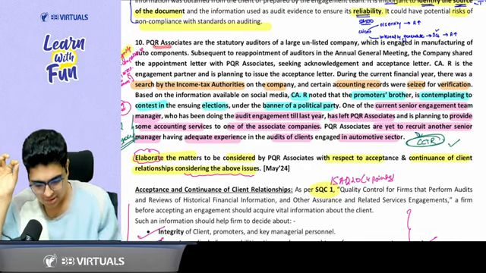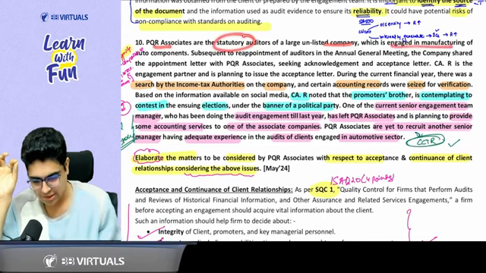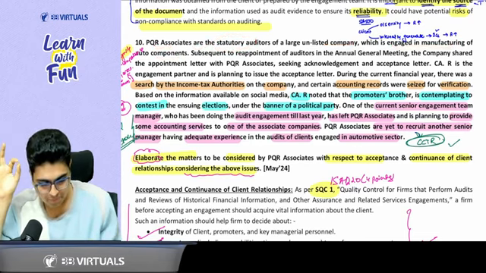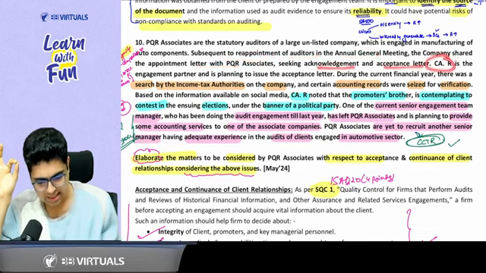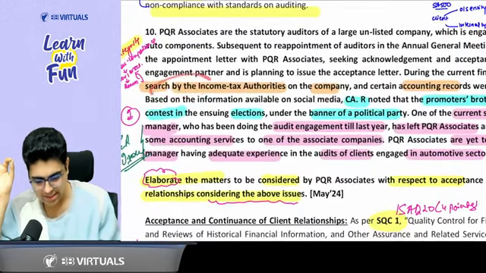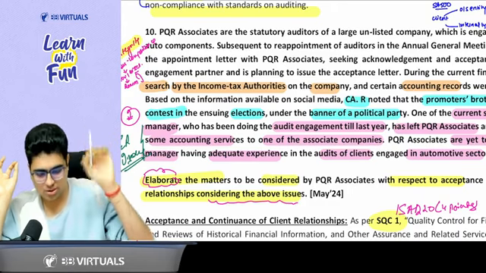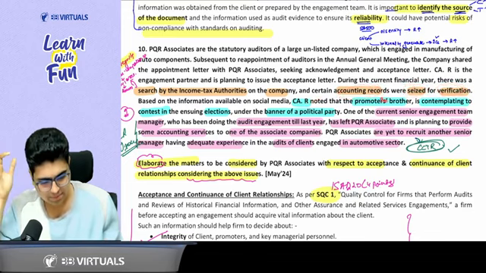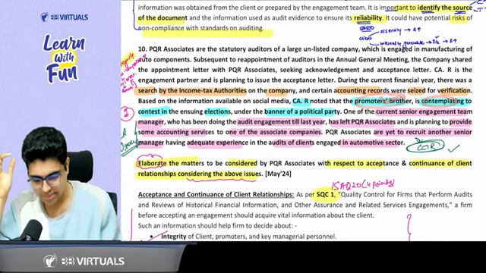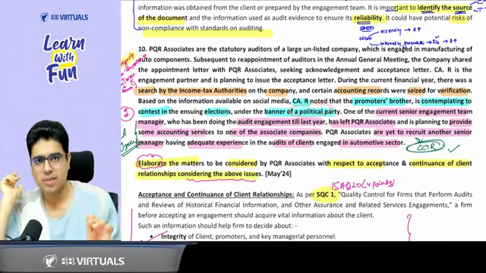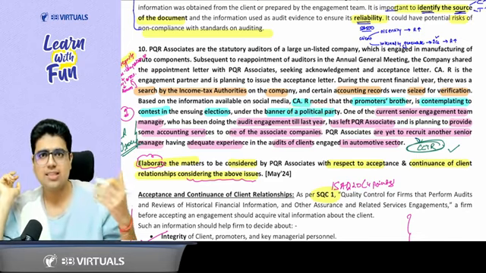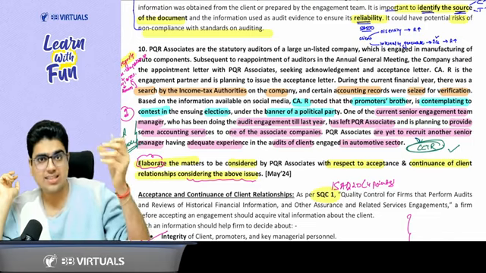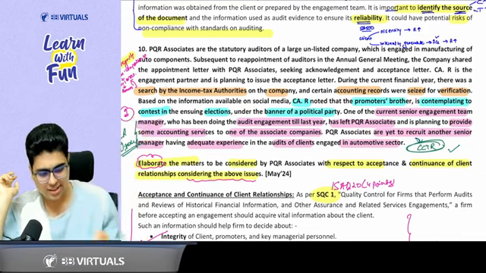So it says PQR associates are the statutory auditors of a company which is engaged in the manufacturing of auto components. Useless information. Next point. Subsequent to the reappointment of auditor in the AGM, company shared the appointment letter, asked for their acknowledgement and acceptance. CAR is planning to issue the acceptance. During the current financial year, there was a search by income tax authority. Can I say when there is a search by income tax authority, there is an integrity issue? Yes, sir. And at the same time, accounting records were seized for verification. Second point, CAR noted that the promoter's brother is also contemplating to contest in elections under a banner of political party. Again, this politics, elections, there is a risk. This is a significant matter associated with the company we should consider before accepting.